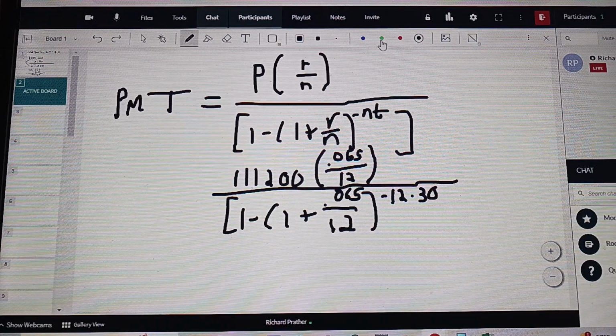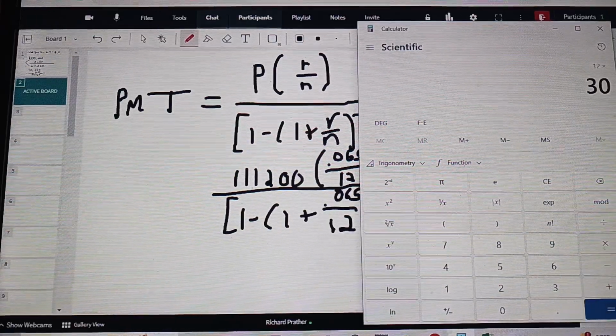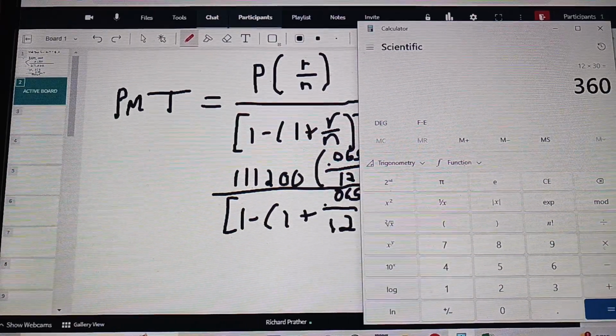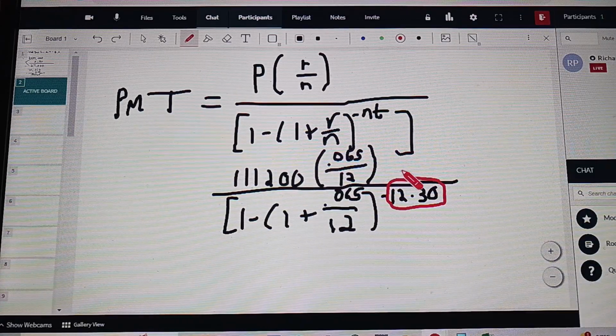Okay, so I always like to do the exponent first. 12 times 30. 12 times 30 is 360. You're going to make 360 total payments if you stay there for all 30 years and live in that house. So the exponent will be negative 360.